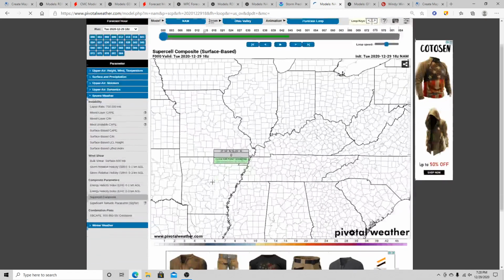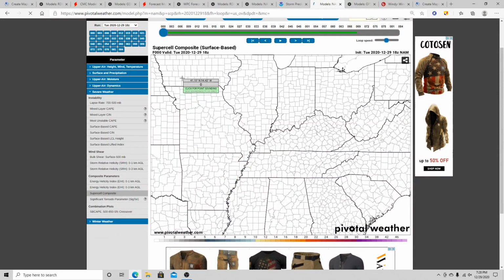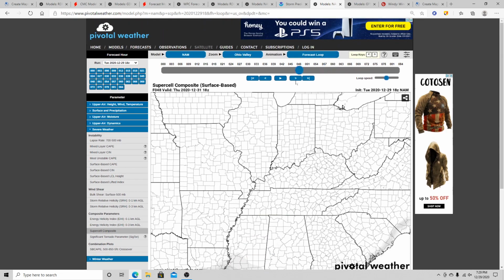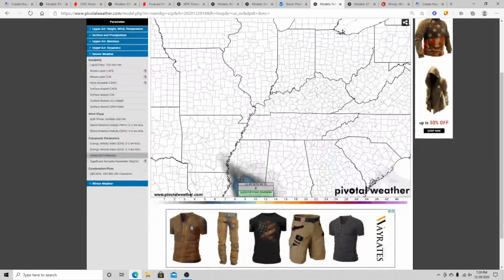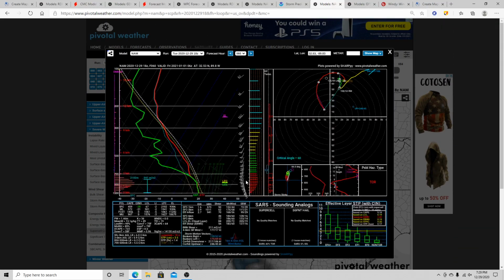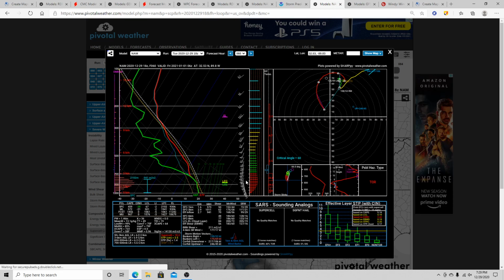Now this is Supercell Composite. These are the parameters to show how favorable it is for supercells. The higher the numbers, the more favorable the environment is for supercells. And as you can see here, you've got numbers as high as a 5, a 6, so some pretty decent numbers there, getting into south central Mississippi. And unfortunately, most of this is going to be happening overnight.